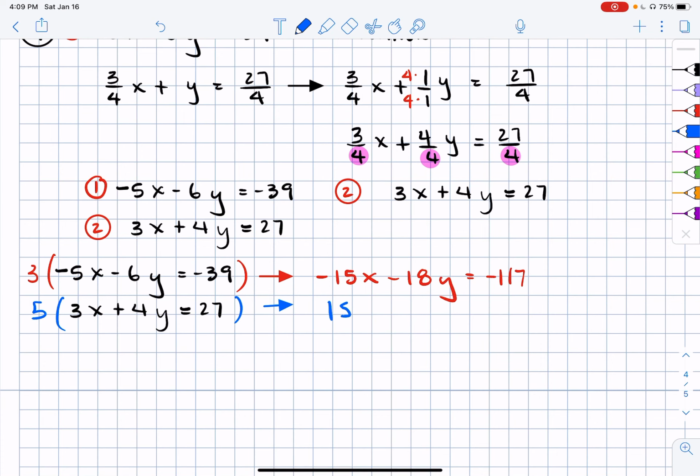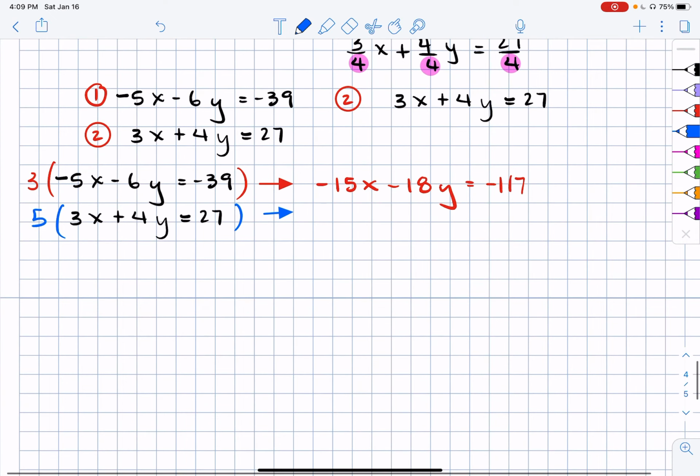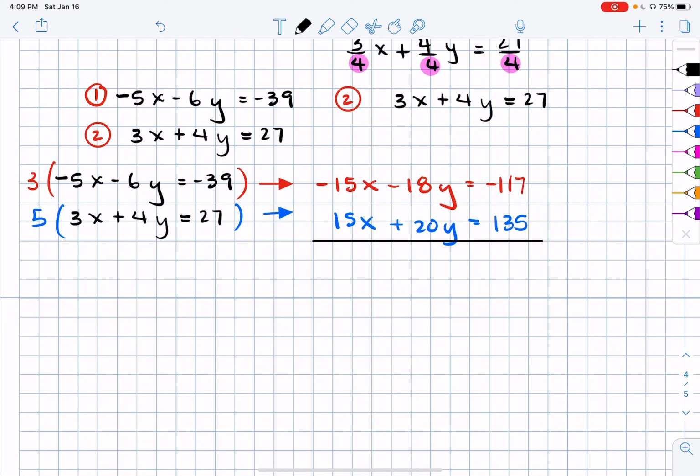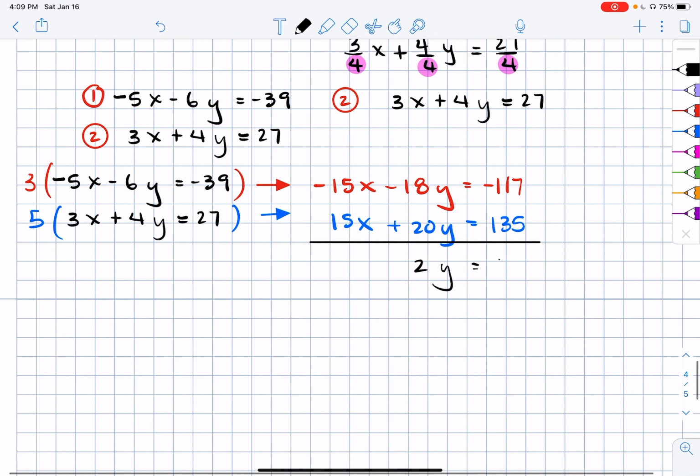And the bottom is going to get me a 15x plus 20y, and that's going to equal 135. If I do that, what do I get? I get 2y is equal to 18. So my y is going to equal 9.